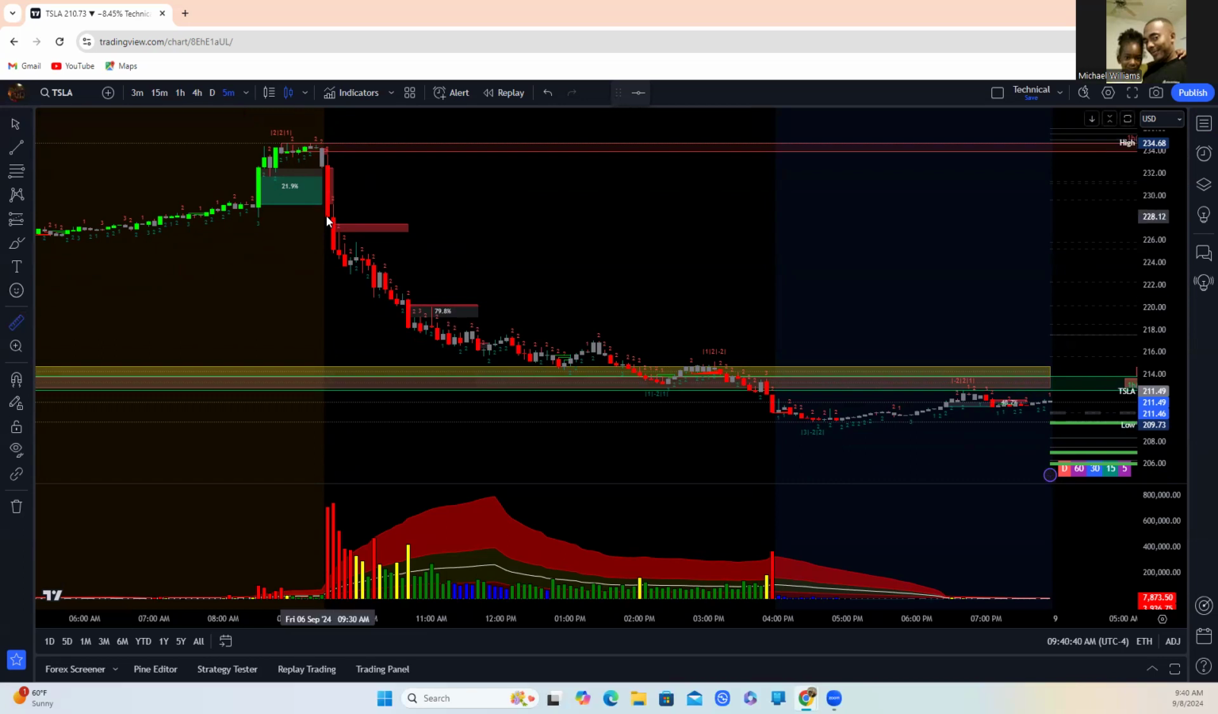Even if you got in at the bottom of this candle, if you waited for this 5-minute candle on Tesla to go, and you got in, you would have taken some drawdown right there. But look at what you would have got if you targeted this low right here. We're just going to target this low volume node.